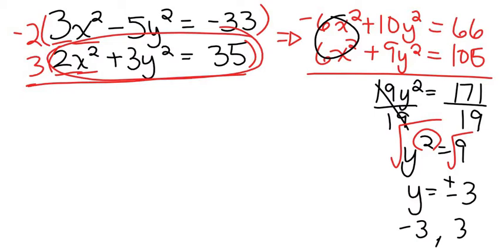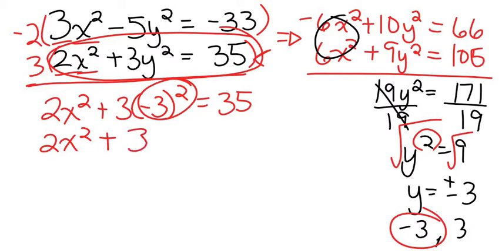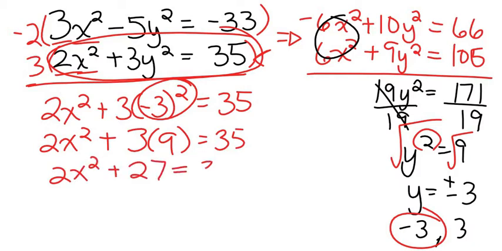Now I'm going to take one of my numbers and plug it up into one of my equations. I'm going to take negative 3 and plug it in here for y. Okay, so I want you to notice that no matter what the number is that you plug in, it's always going to be positive because of that square. Okay, so we have 2x squared plus 27 equals 35.